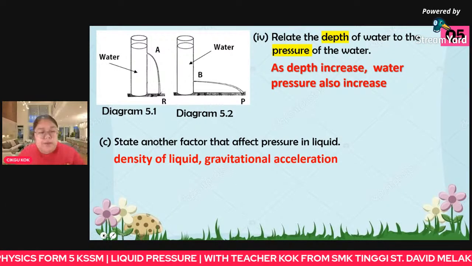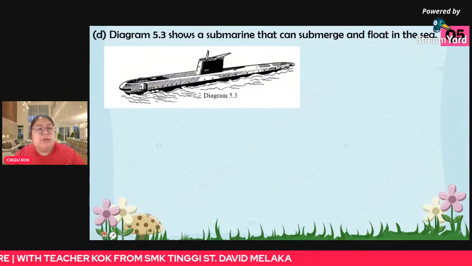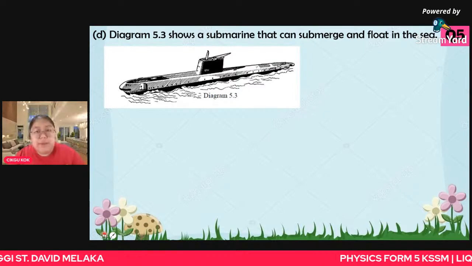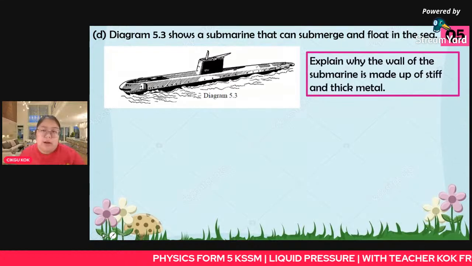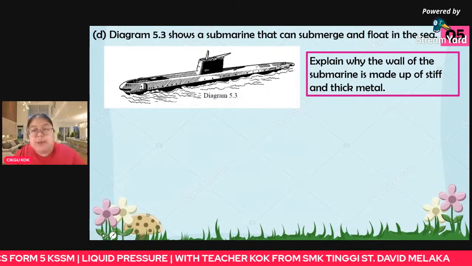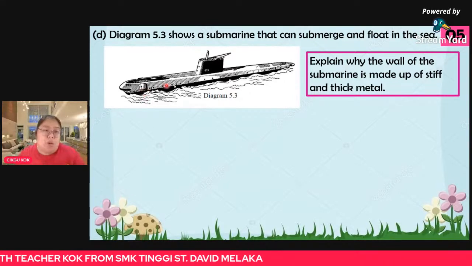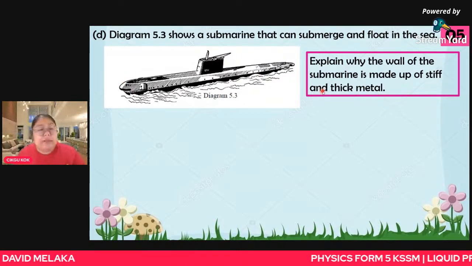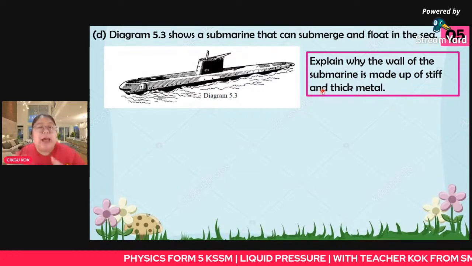Okay, then we go to the next one. Question continues. Diagram 5.3 shows a submarine, a submarine that can be submerged and also float in the sea. Now explain why the wall of the submarine is made of stiff and thick metal. The wall surrounding the submarine is made of very stiff and thick metal. They need to explain, so this one is an explain question.